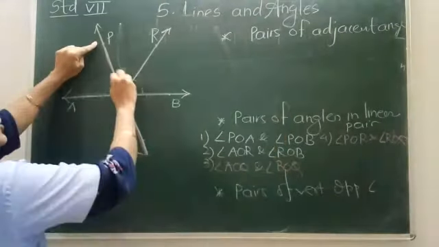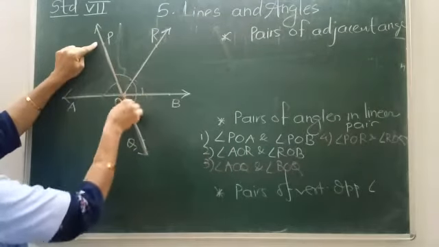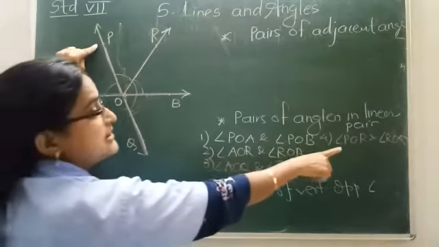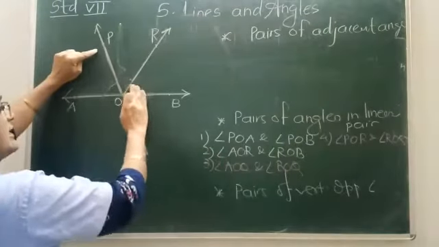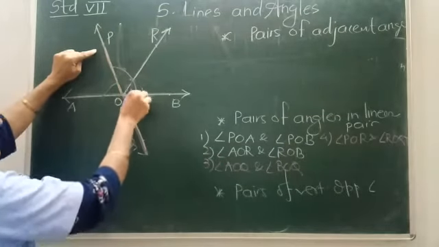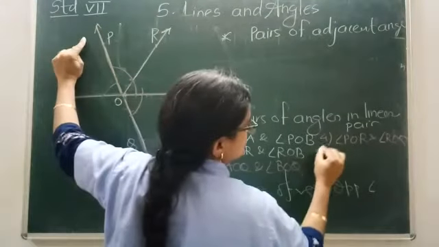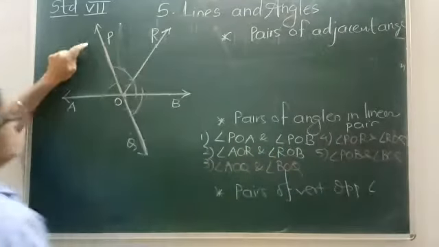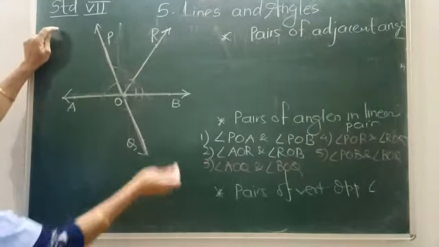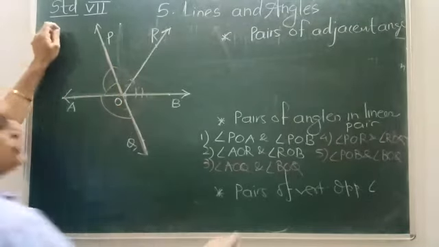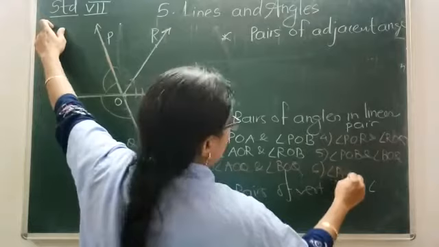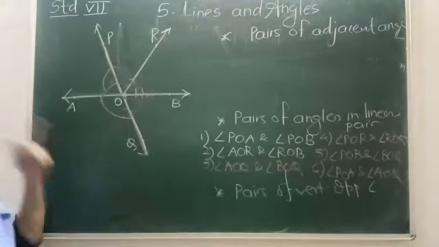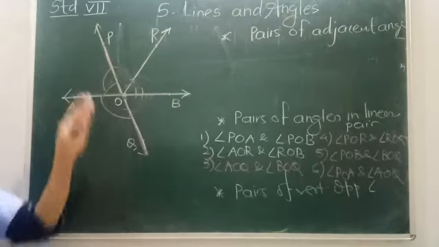Can I say so? See, POR is this angle and ROQ is this angle. Do they form a straight angle? That is a straight line over here, that is, they are angles in linear pair. Or even I can consider angle POB and angle BOQ. Or as I said before, even along this straight line I can consider angle POA and angle AOQ. So these many pairs of angles in linear pair I can write over here.